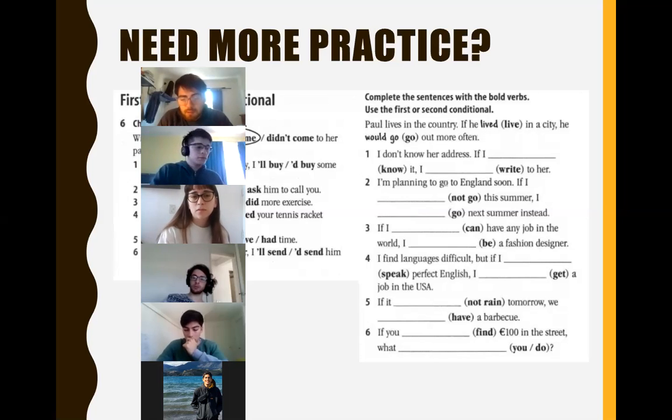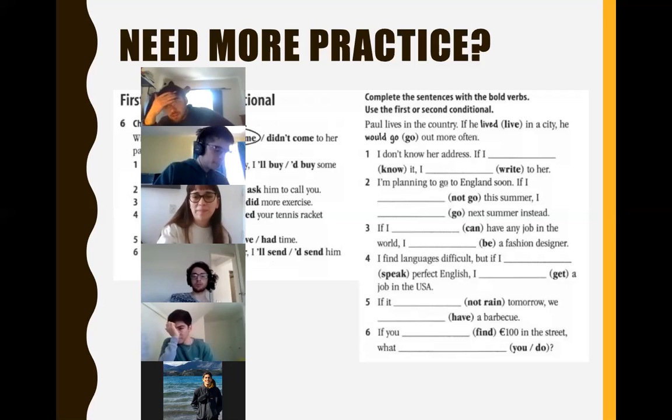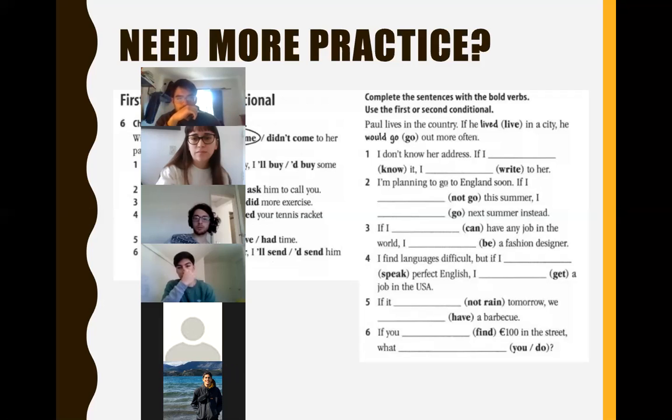So the first conditional, remember, is if followed by the present simple. So we need to negate in present simple, not rain. What is the negative of it rains? Give me the negative of it rains. It not rains. What is the negative of it rains, guys? Doesn't. So if it doesn't rain, be careful. If it doesn't rain tomorrow, we will or we would?